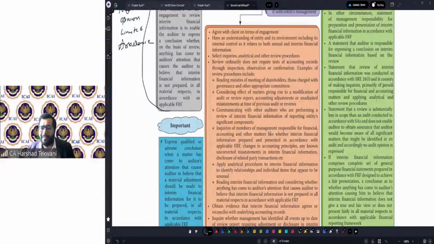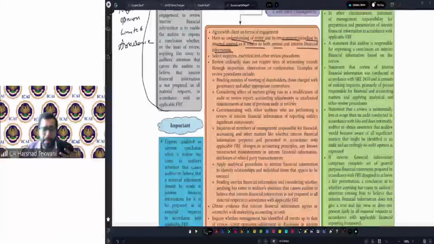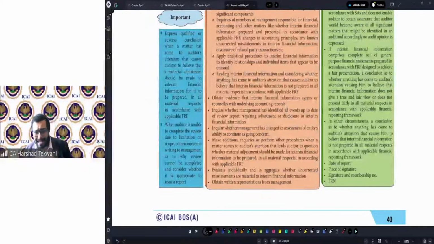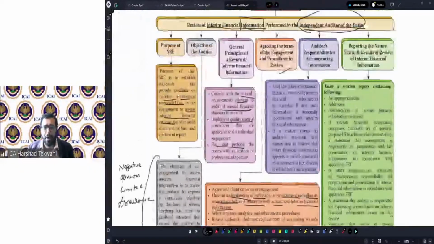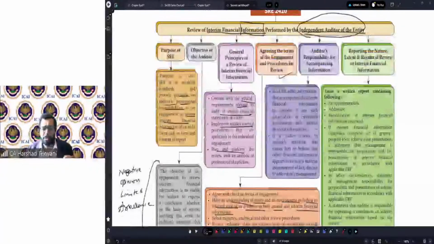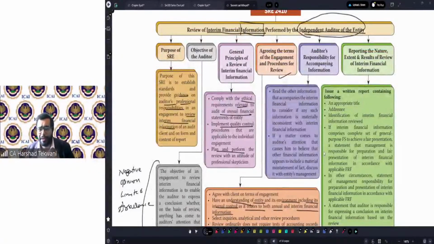So over here, whenever we are talking about the procedures, we have to think from both points of view, annual also, interim also, because we are the ones performing the procedures over here. For example, having an understanding of the entity, its environment, including its internal control, as it relates to both annual and interim financial information. Now, doing the procedures, performing everything, it is the same as what we have seen till now in SRE 2400. So the rest of the procedures, rest of the things are not different. We'll come to the reporting part.